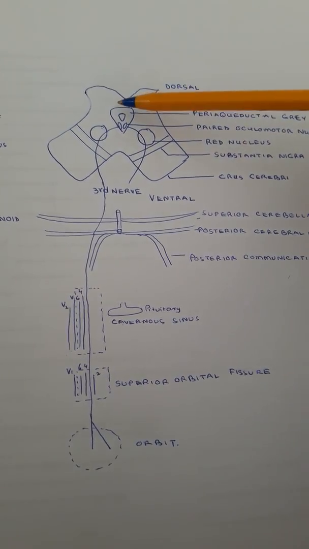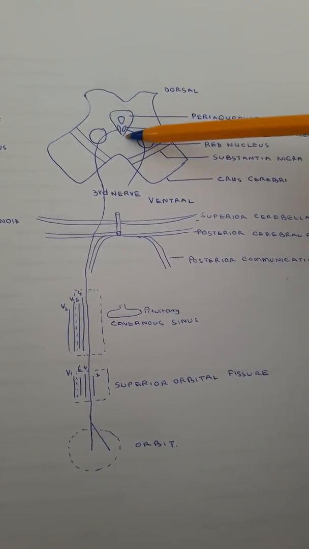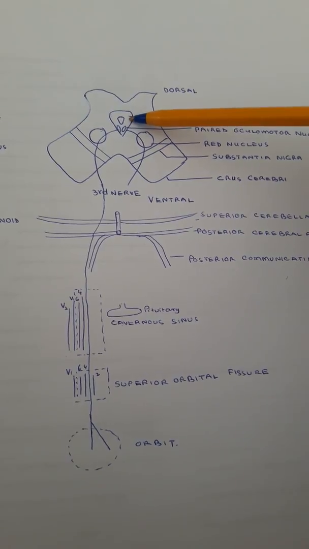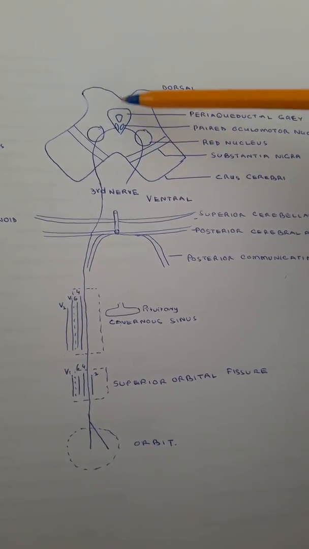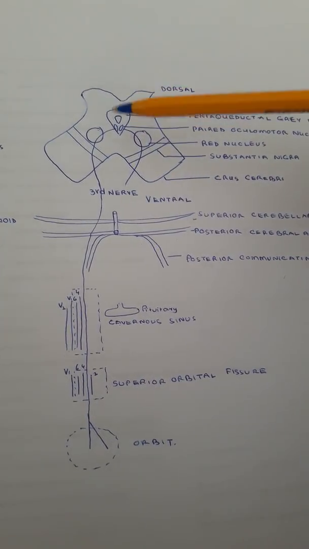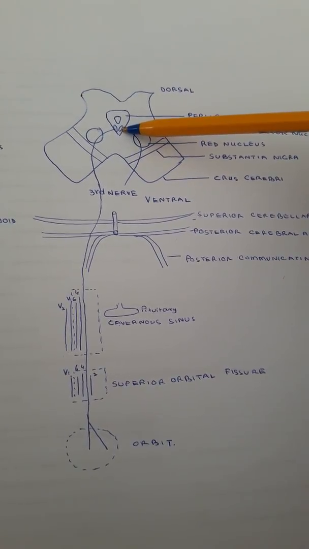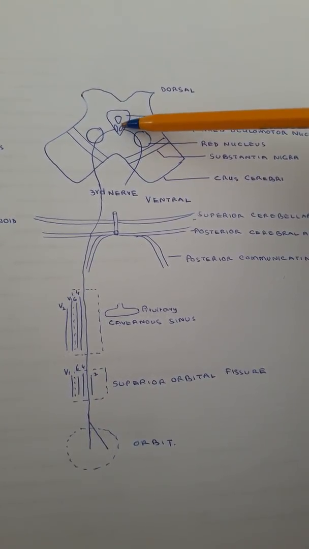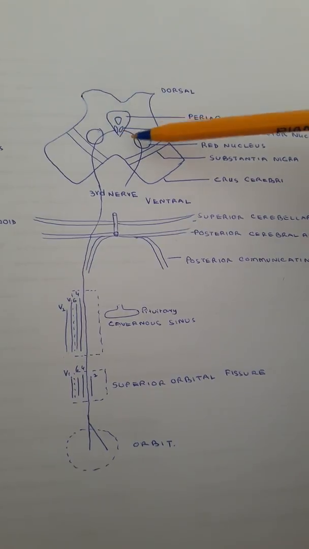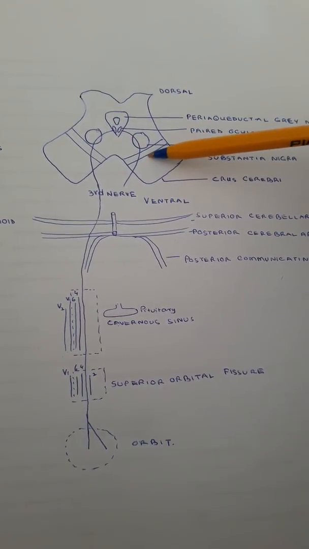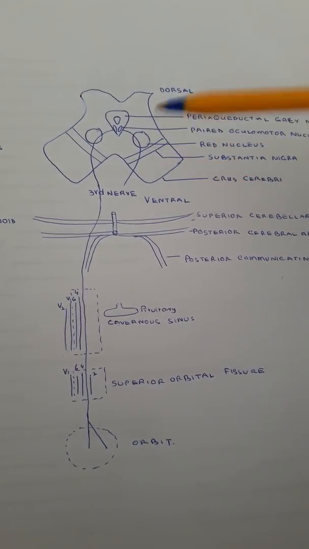Now, this area is basically the periaqueductal gray area, as I've marked here, right? This is the aqueduct and this is the periaqueductal gray. These are the paired nuclei which are in close proximity to the aqueduct here, right? This is the red nucleus, substantia nigra, crus cerebri, right?